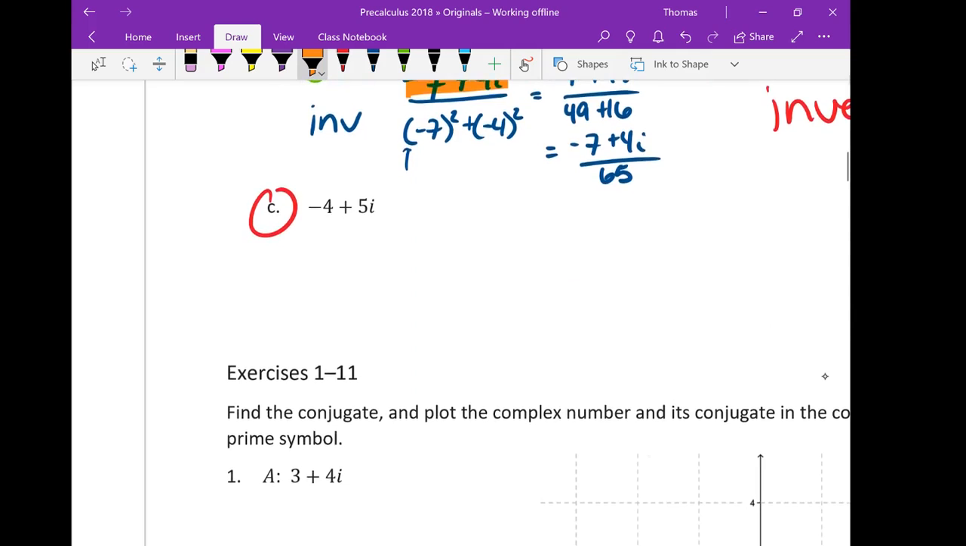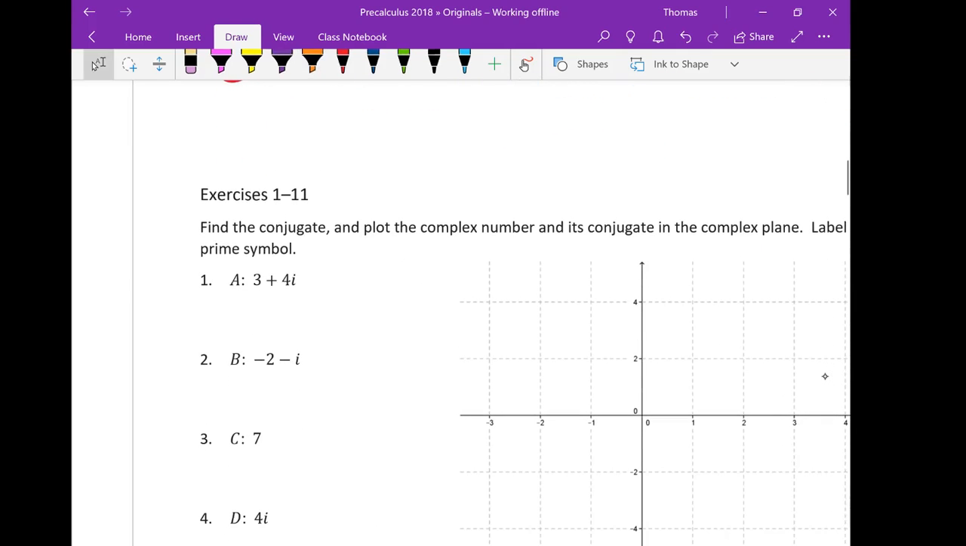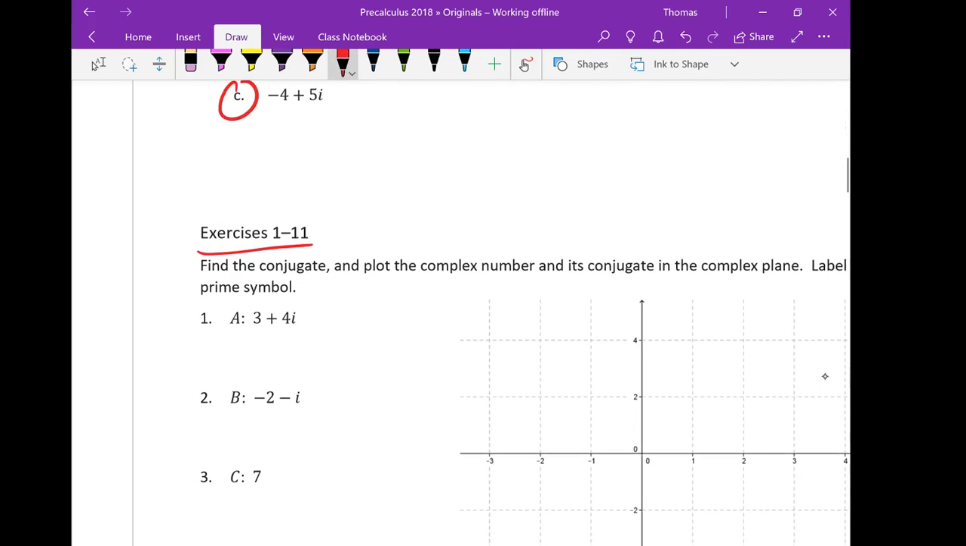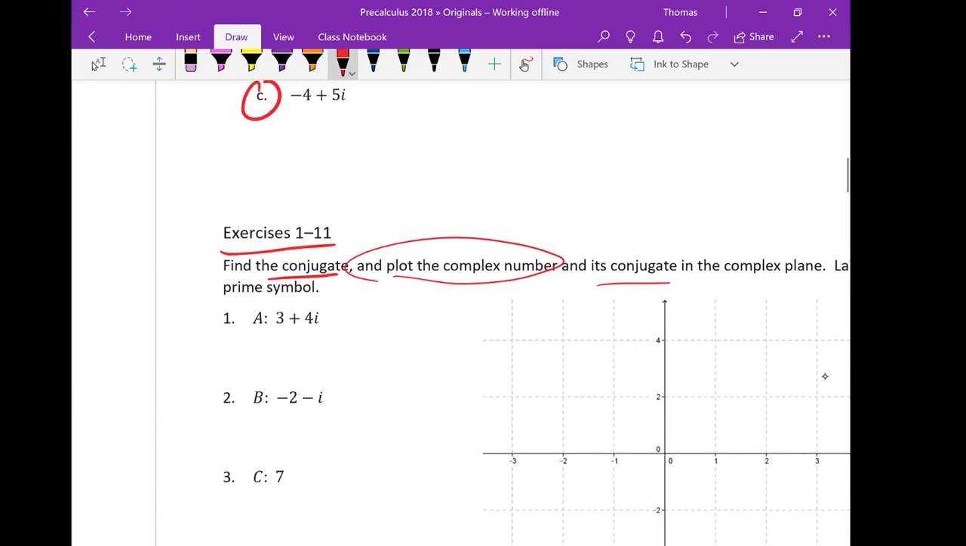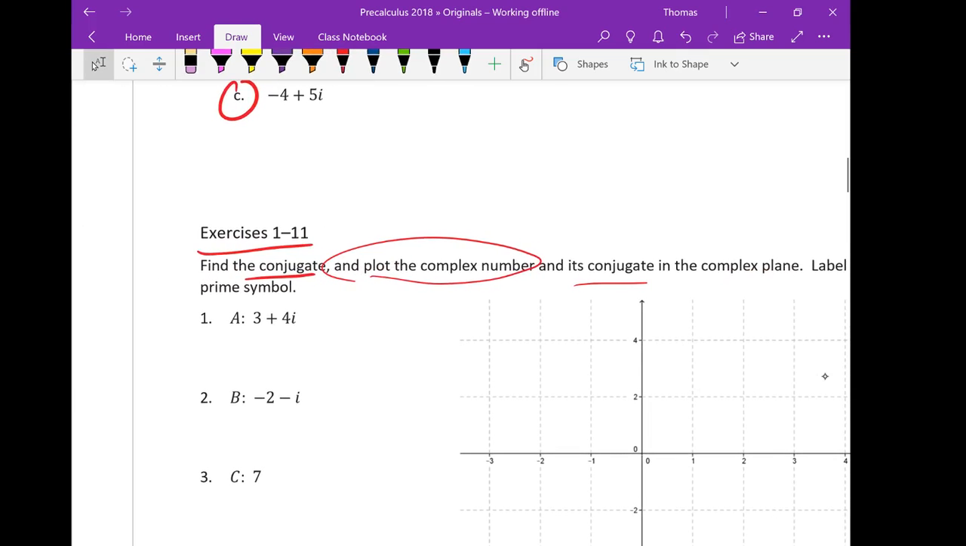Great. So the first thing we're going to do, we're looking at exercises 1 through 4 here. It says find the conjugate and plot the complex number and its conjugate in the complex plane. Label the conjugate with a prime symbol. So I'll do the first one as an example. Our original number is A, and it's 3 plus 4i.